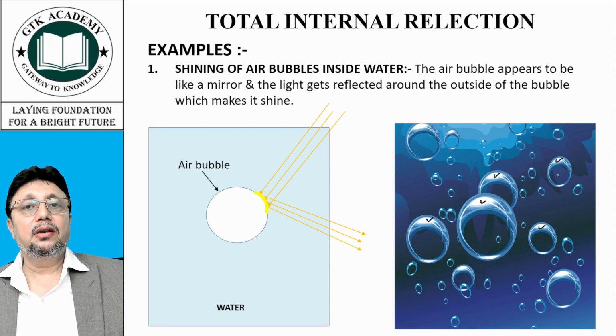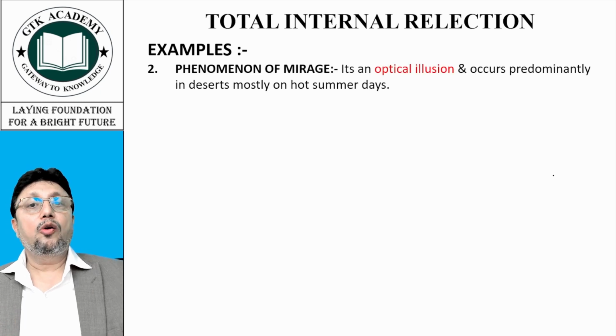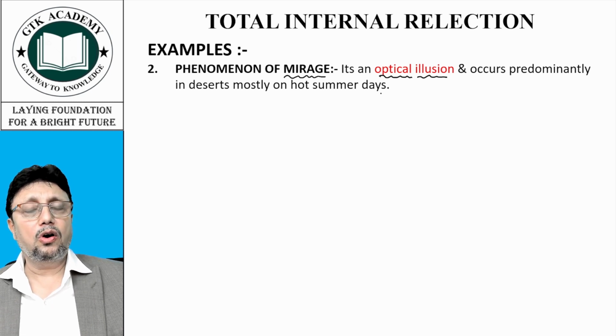Let's take one more example. A more interesting example. Phenomena of mirage. We read it as mirage, but we write it as mirage. But pronunciation is mirage. Mirage is an optical illusion. You see what is not there, and it happens predominantly in deserts during hot summer days. Even you can see it in cities. I'll just show you how. But it's an optical illusion, and the reason is total internal reflection.